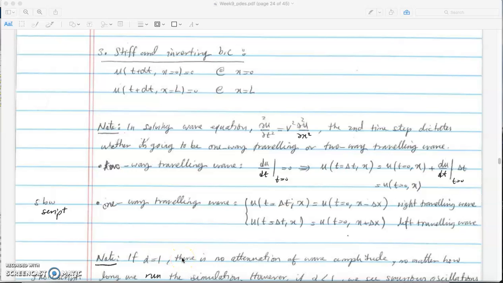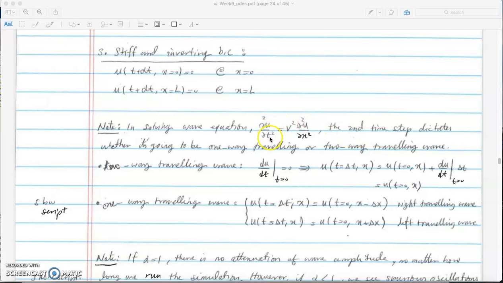Okay, so welcome back to wave equation, solving wave equation using direct method. So last time we talked about stiff and inverting boundary conditions. We discussed that in the wave equation, the second step actually really defines whether we're going to have two waves or one wave. So I'm going to show you the MATLAB script hopefully in this video or maybe not, and it's going to be the next video.